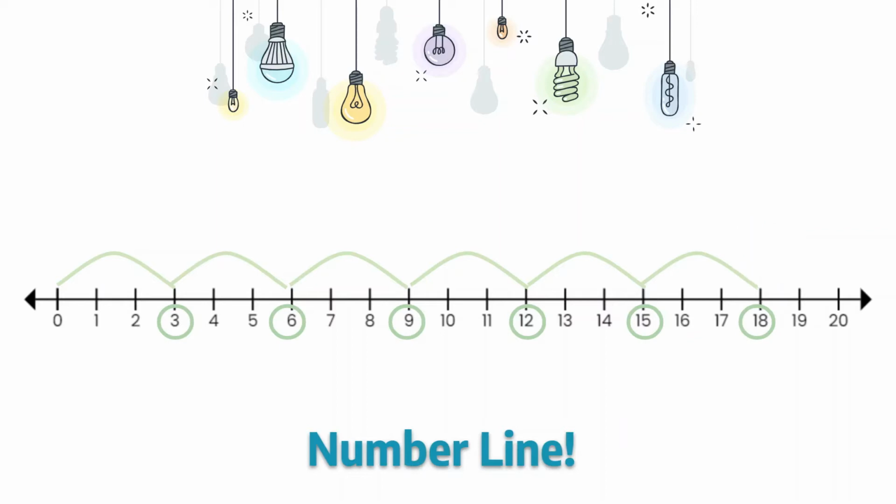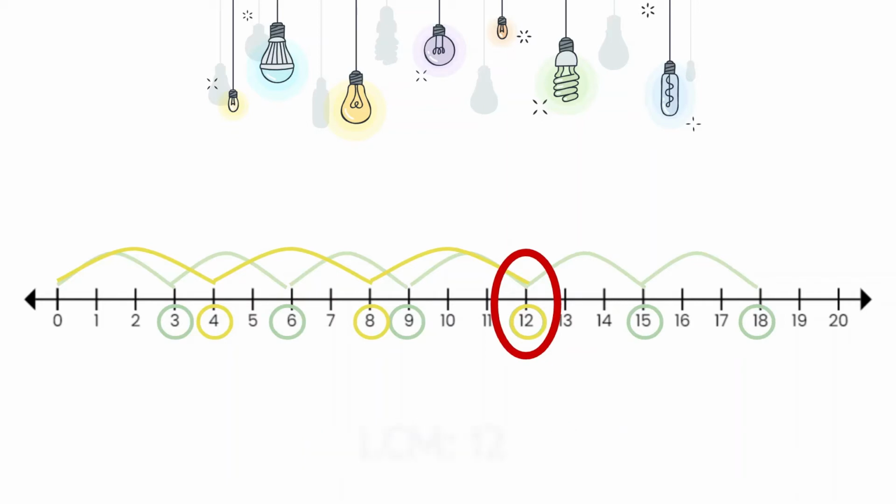Now let's do the same thing with fours, and we're going to watch for the first place they both land. 4, 8, 12. Oh, look, I found the first place that I landed when I skip counted by threes and by fours. That means 12 is the LCM, or least common multiple, of 3 and 4.